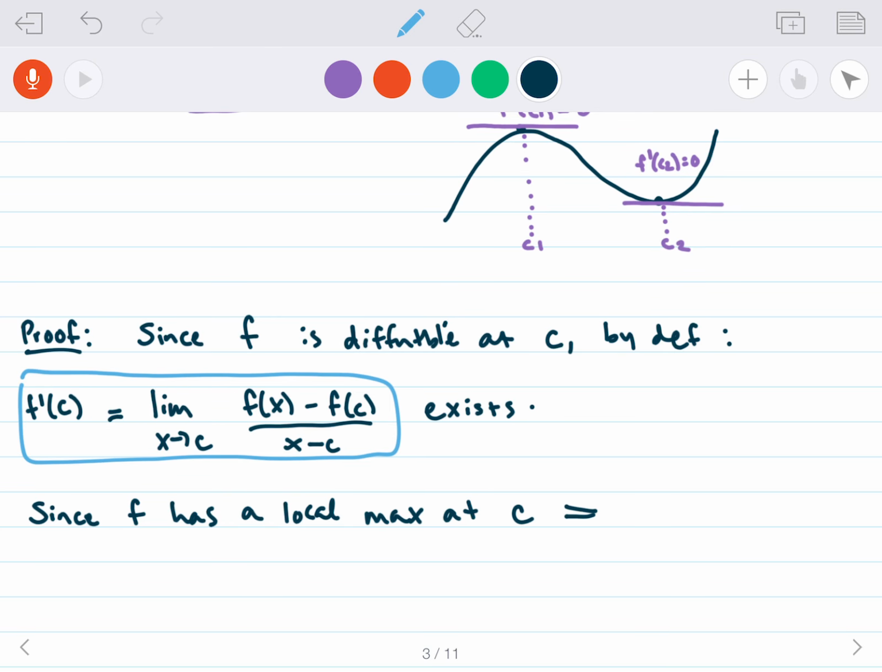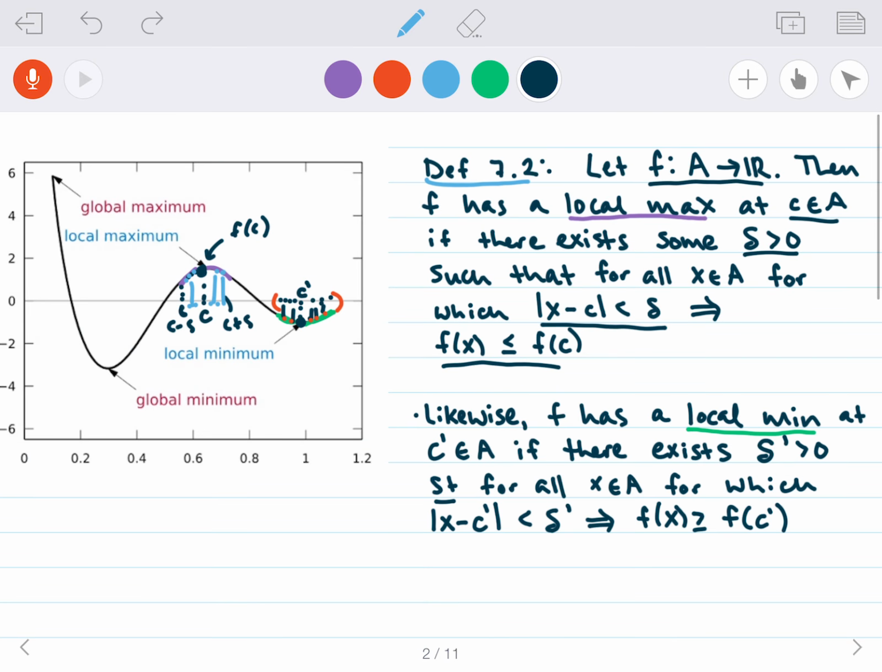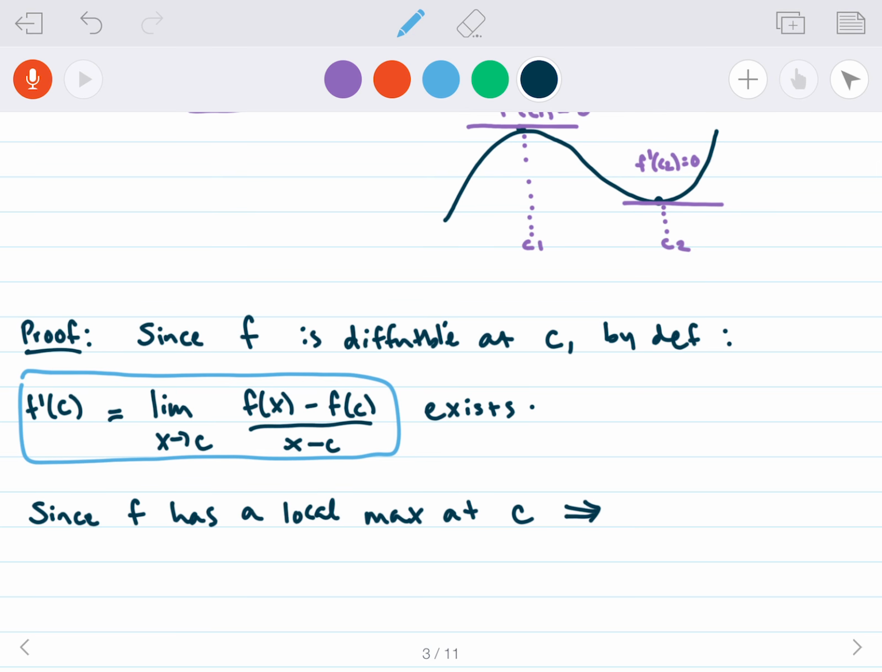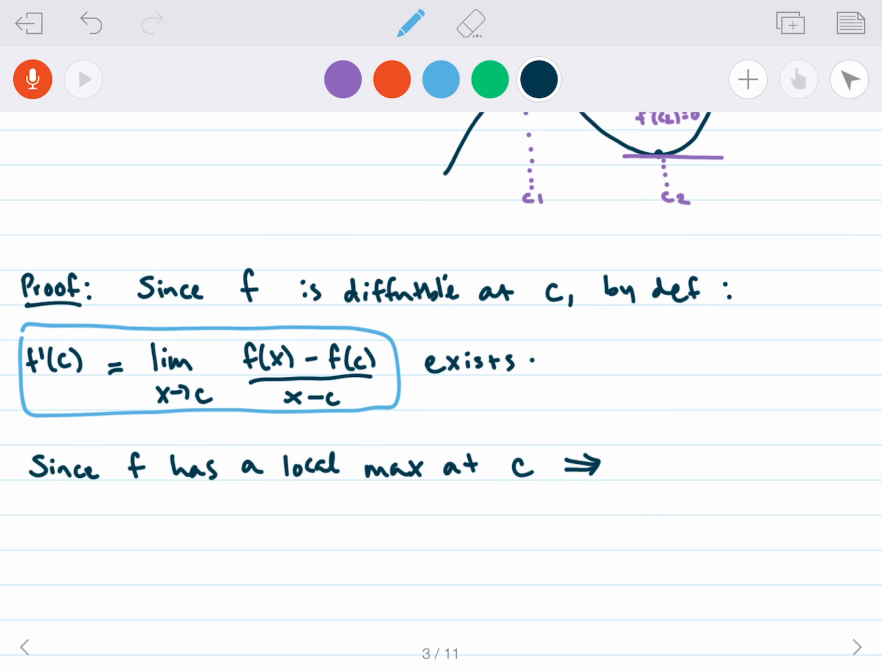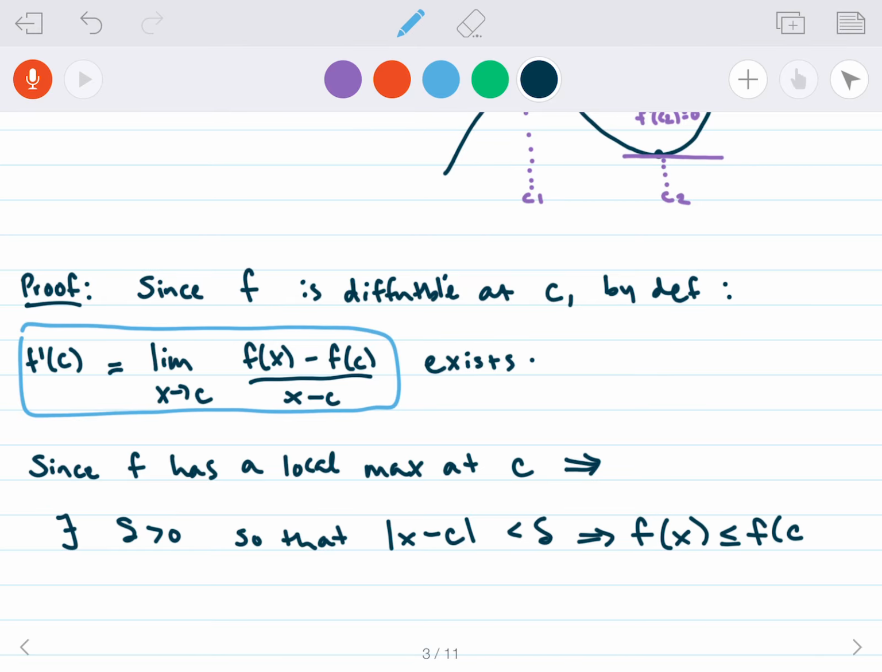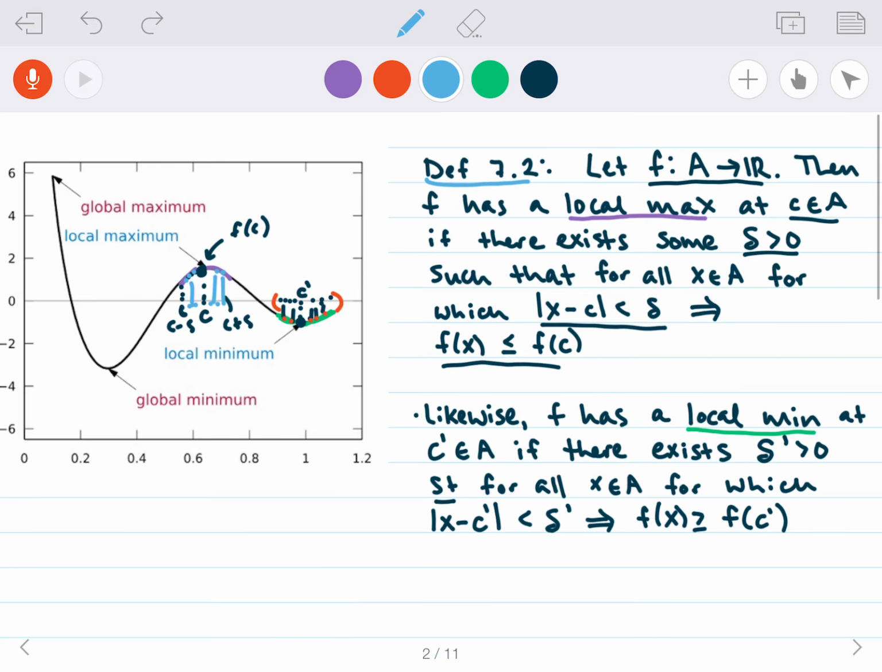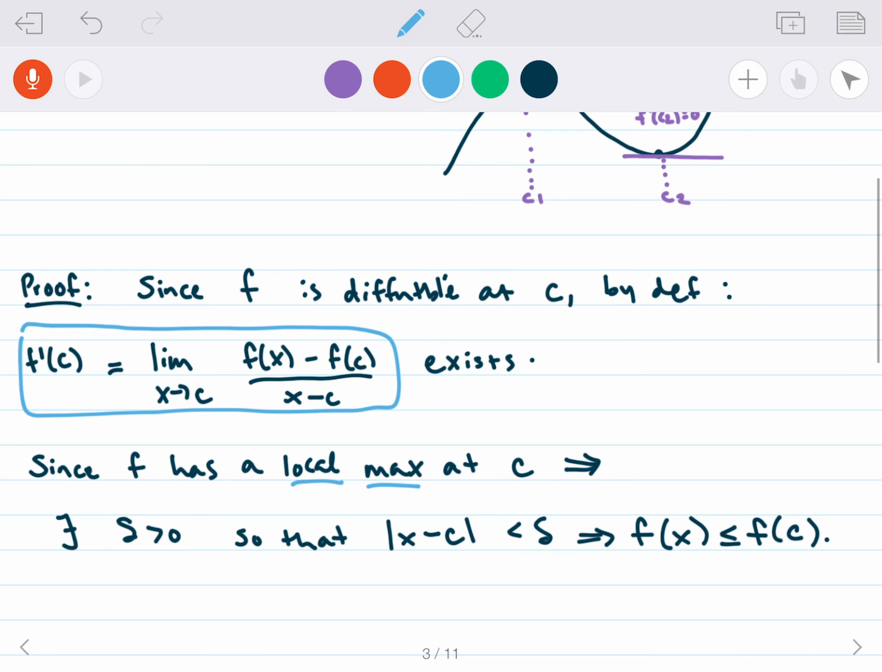well, this implies, again, by our definition that we just looked at, definition 7.2, that there exists a delta so that whenever the absolute value of x minus c is less than delta, this implies that f of x is less than or equal to f of c. So this is just using the definition of local max from definition 7.2.